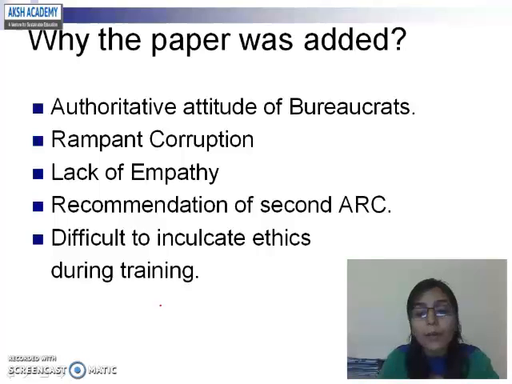The second one was rampant corruption. You know that rampant corruption is prevailing in our bureaucracy, so we need to remove that corruption, and for this we need the bureaucrats to be ethical and have some values in them.